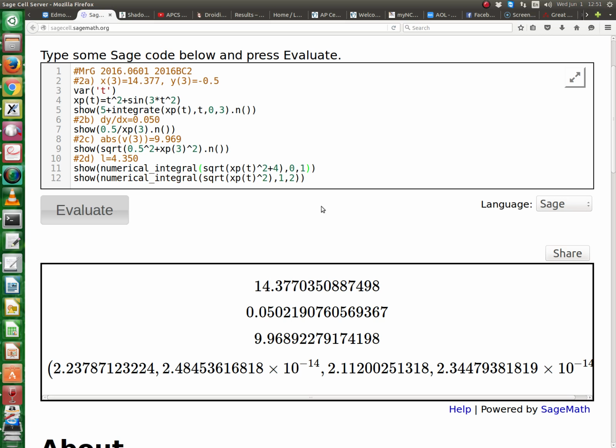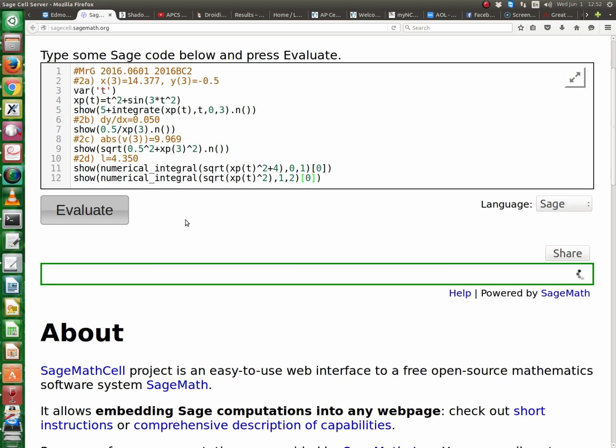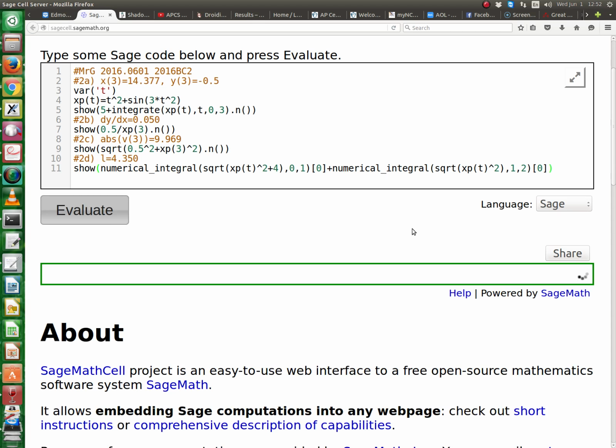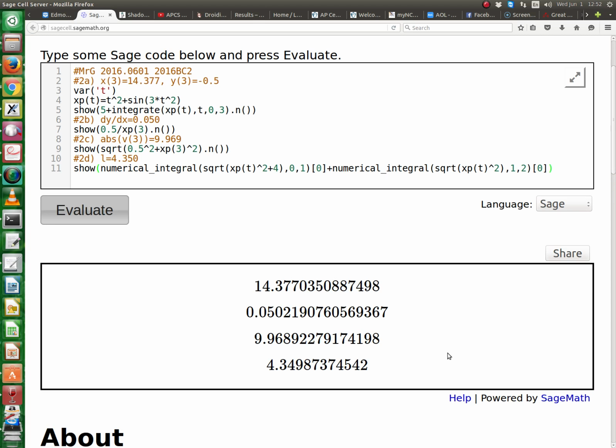Since it's a list, I can say, give me the 0th entry of the list. That's the answer, and that's how accurate. I don't care about the accuracy right now, so just give me that. So 2.237 and 2.112-ish. Those are the numbers I want to add up. Aha. All right, so let's take this, Control-C it, put it here, plus Control-V it, and I don't need this anymore. And let's see if that's what we want. 4.350, and it does round off to that, the 3 decimal places. And that's it. There's all of BC2. All done. There you go.